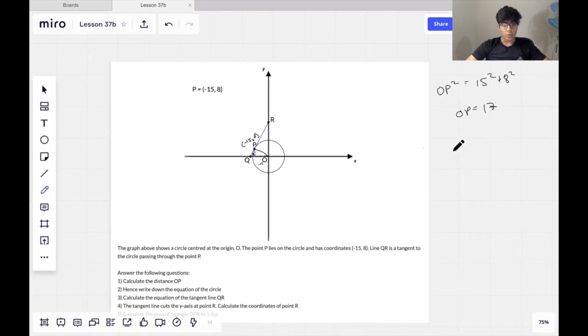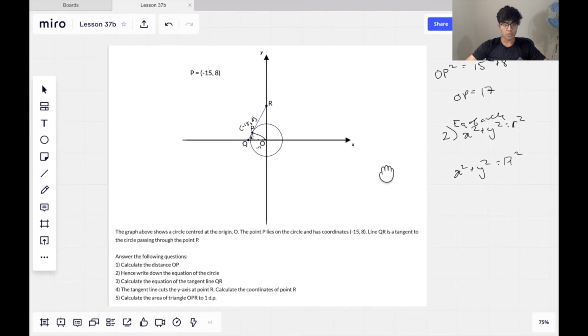Write down the equation of the circle. This is fairly straightforward. Remember, x squared plus y squared is equal to r squared, which is 17 squared. So the equation of the circle is x squared plus y squared equals 17 squared. You can leave it in this form, 17 squared, because that way you remember what the radius is. Before, you could expand it out.